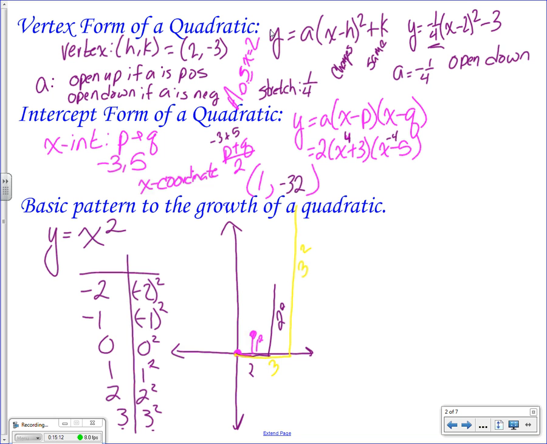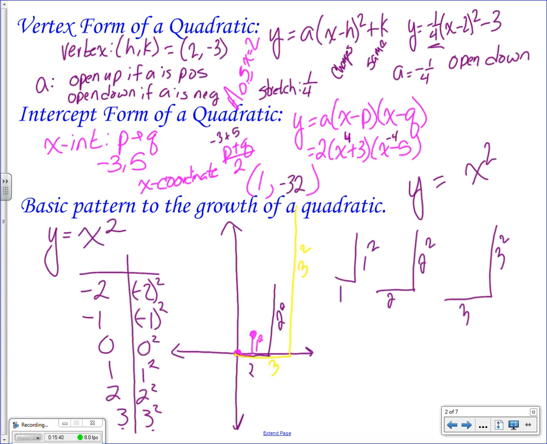So now can you please grab that? So I'll just do it here. Over 1, up 1 squared. Over 2 up. Over 3 up. If I went over 4, how far would I go up? 5, 6. Got the pattern right? That's how it is? Okay, so this is the basic pattern for y equals x squared, yes?